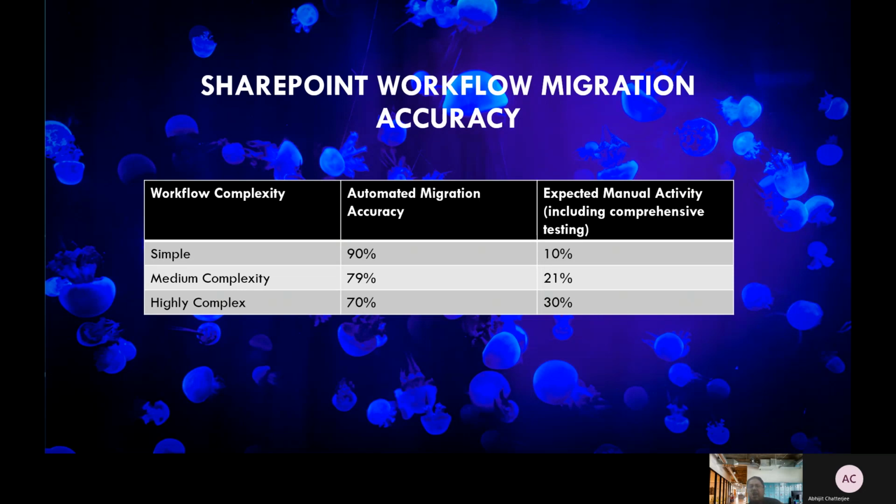For simple, we are expecting migration accuracy around 90%, and around 10% of manual activity, which includes testing. For medium complexity, we are expecting around 79% migration accuracy and around 21% manual activity, which includes testing. And for high complexity, we are expecting around 70% migration accuracy and around 30% manual activity, which includes comprehensive testing.